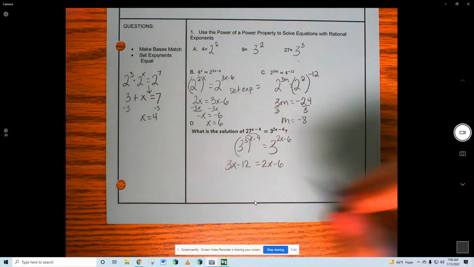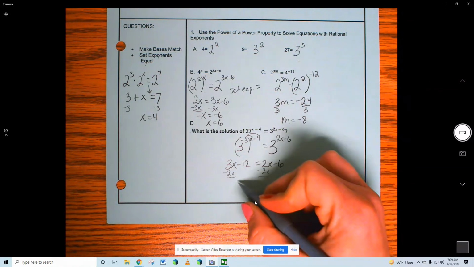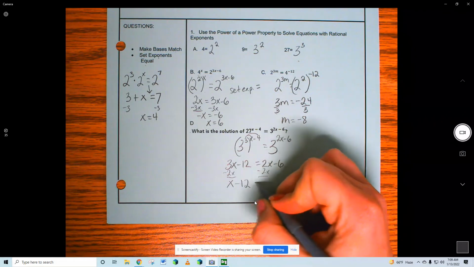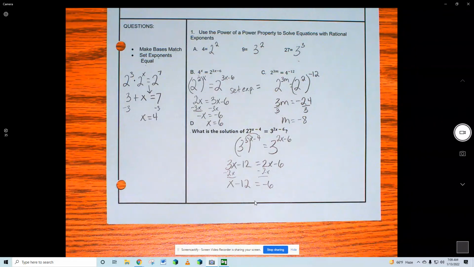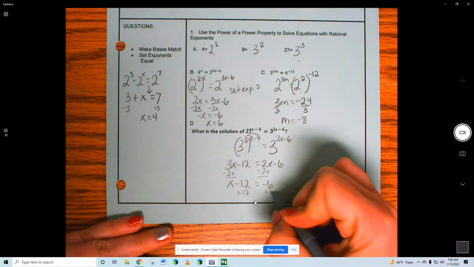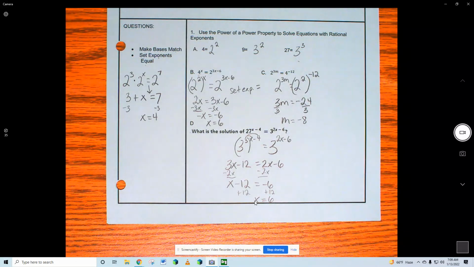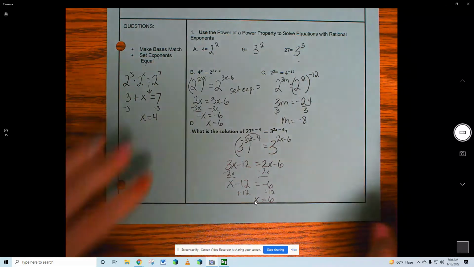And solve for x. X minus 12 equals negative 6. Add 12. X equals 6. All right.